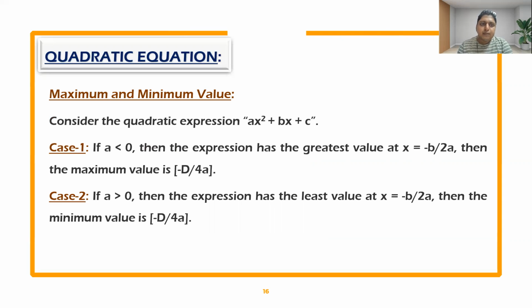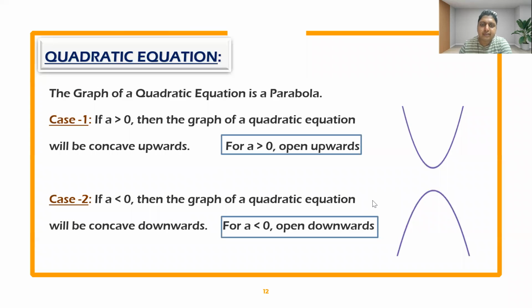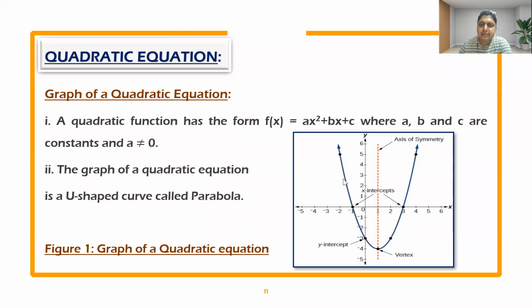So let's solve the subtopic maximum and minimum value. I have discussed it through the graph also. Consider the quadratic expression ax square plus bx plus c. It has two conditions that we have discussed earlier, a less than 0 and a greater than 0. If the coefficient of x square, a, is less than 0, then it will open downwards. If a is greater than 0, it will open upwards.